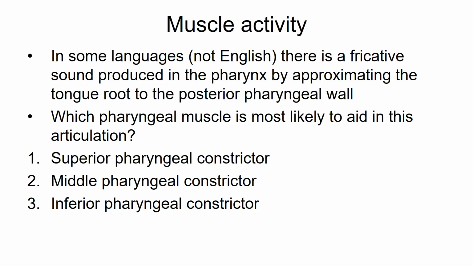Among our three pharyngeal constricting muscles that would aid in this articulation, I think the best answer is the middle pharyngeal constrictor, which is primarily in the oropharyngeal region, and so most likely to have a use in speech production, apart from controlling the distinction between oral and nasal speech sounds, where the superior pharyngeal constrictor would be relevant.